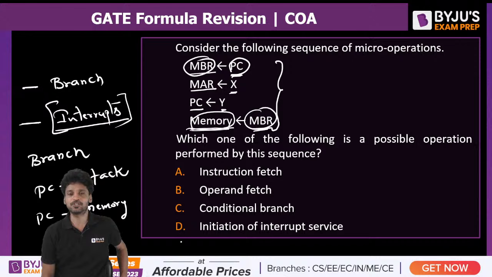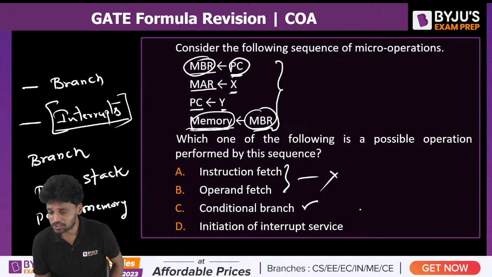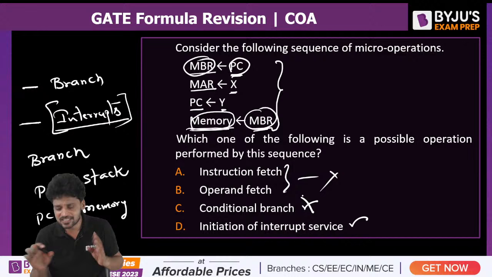See, obviously, these two are ruled out. There are only two possibilities if a program counter is being saved. One, it may be the conditional branch, or initiate the interrupt service. In a conditional branch, we never save the program counter value in the memory. We will save it all the time only in the PC stack, the CPU stack.